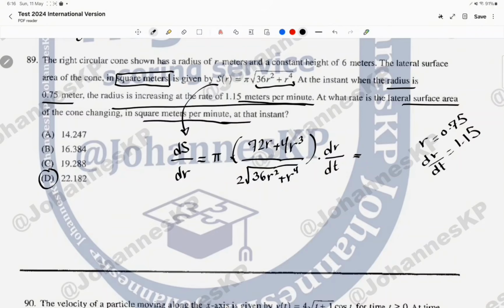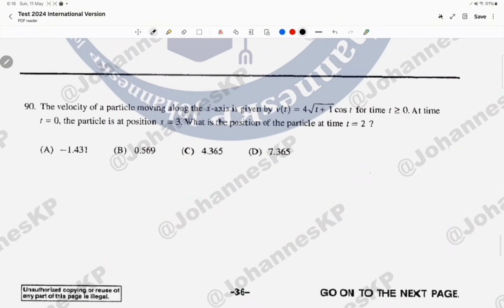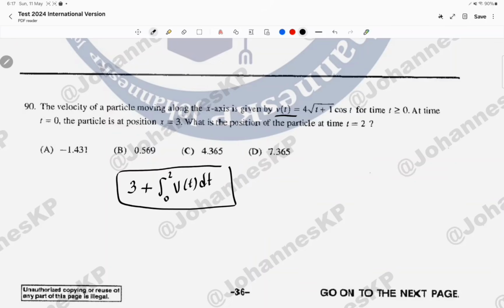All right, good. Question 90: the velocity is this much. At time 0, the position is this. What's the position at time 2? So you're going to do the initial position plus the integral from 0 to 2, because if you integrate velocity, you get position. So 3 plus the integral from 0 to 2. Go ahead, apply it in the calculator and see how much you would get.